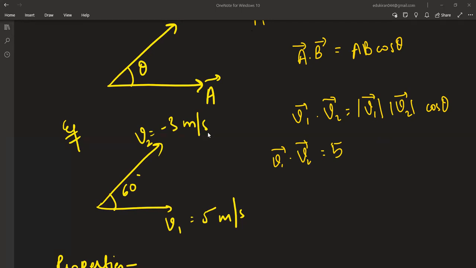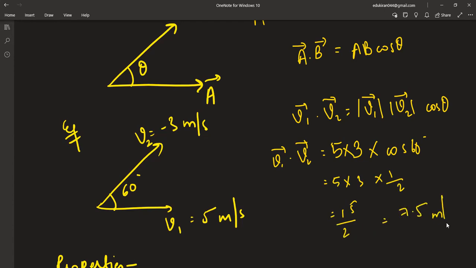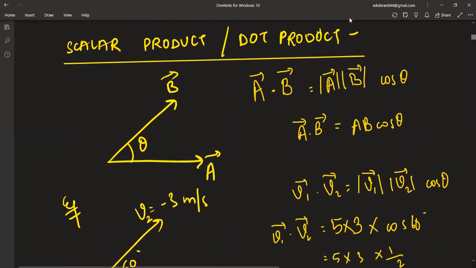See, when we are saying magnitude, you do not have to consider any signs. If I am saying this is -3 meter per second, the magnitude will be 3 only. So this is 5 multiplied by 3 multiplied by cos 60 degrees. That becomes 5 into 3 into half, that is 15 by 2, which is 7.5. This is your answer. Certain properties we'll see. Before that, note this down. Then I'll make you write certain properties and applications of the dot product. Any doubts you can ask.